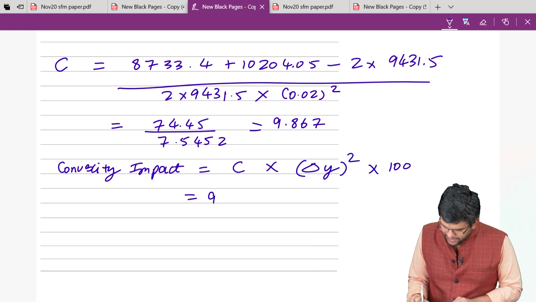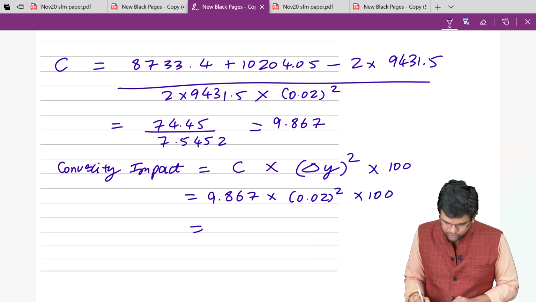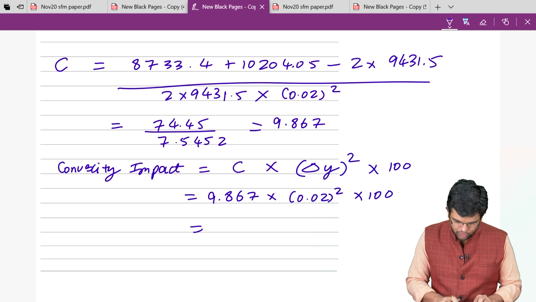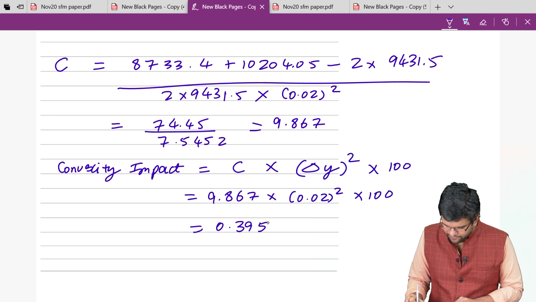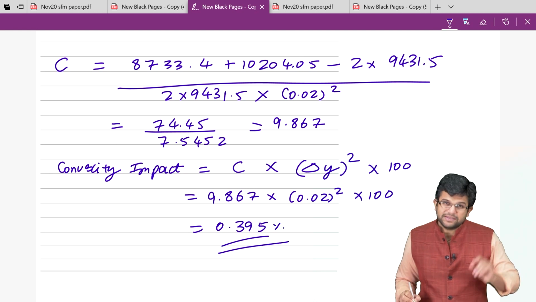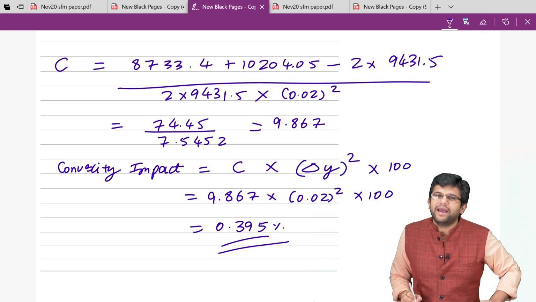So this will be 9.867 multiplied by 0.02 square into 100. So children, on the calculator, 0.02 into equal to into 9.867 into 100 should give you 0.39468, or 0.395% as the convexity impact. That is the difference between the blue line and the red line.